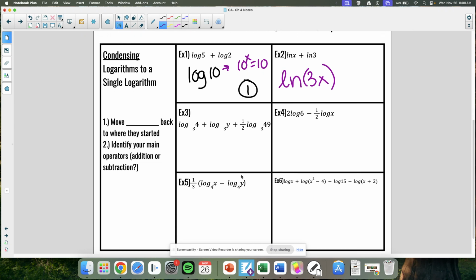On example 3, we have a couple different things going on here. First thing you notice, what's the base of all of these logs? 3. So we can do these properties. We have adding. When I push adding together, what operation will they turn into on the inside? Multiplication. But this one has a front number. Where do front numbers come from? Exponents. They were exponents up top. So your first thing you should do is always put exponents back where they were.